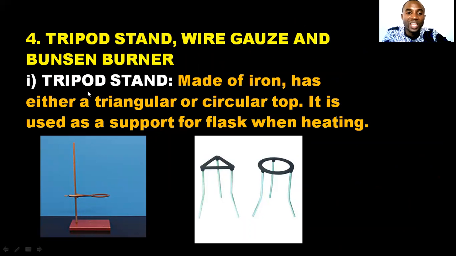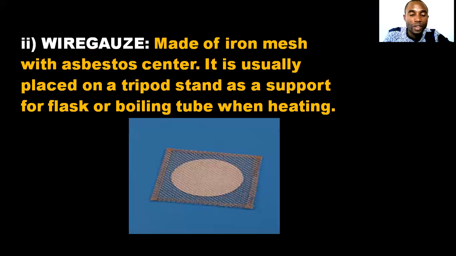Tripod stand, look at the word. Tripod means three: 1, 2, 3. We use it as a support for flasks when heating. You can see this one is circular, and this one is triangular. We put it here when we want to heat a particular thing. It could either be round at the top, or triangular. It's made of iron. Everything around it is iron.